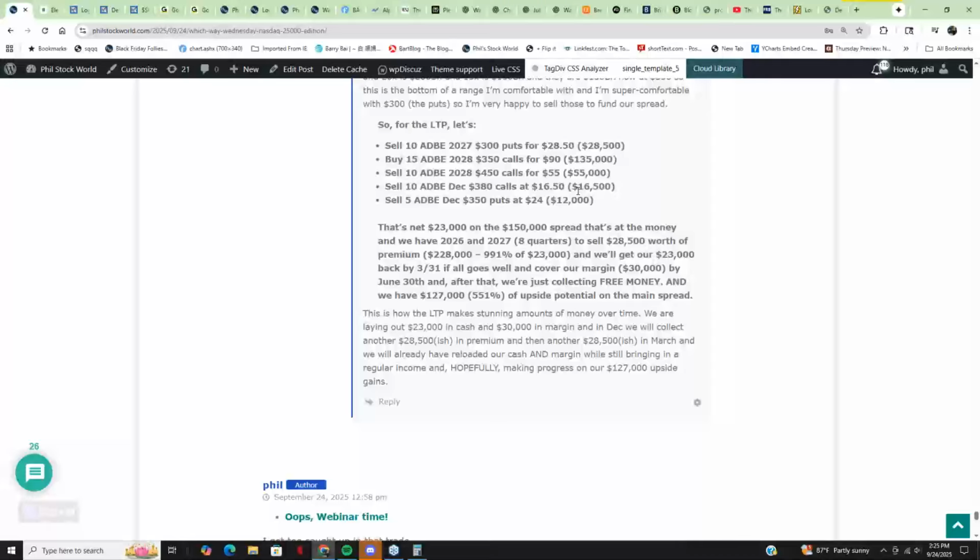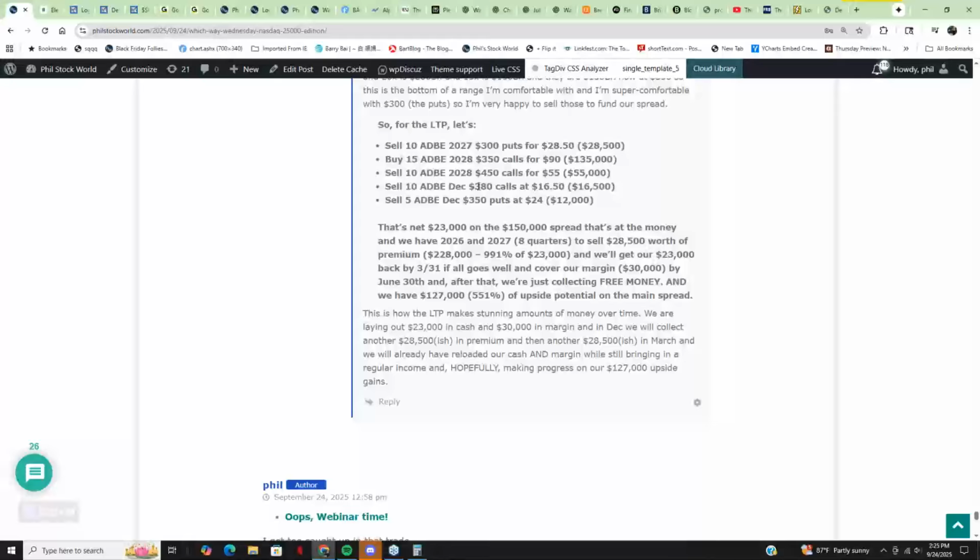$28,500 worth of premium. We're selling the 350 puts, which is right where we are now. We're at 350, and we're selling the 380 calls. I remember we're at 350 because somebody just downgraded the stock, and I think that person's an idiot. So we're at 350 now. We're selling the $300 puts for $28.50. So that's another $78.50 below where we are now.